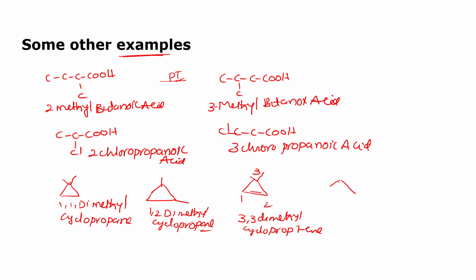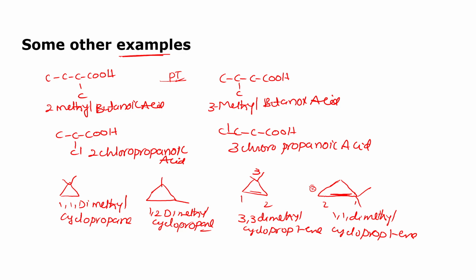So here the position of the methyl groups should be changed like this. Here is the double bond, so hence this one will become 1, 2. Then the name of this one is 1,1 dimethyl cycloprop-1-ene. Here the 1 should be here only; we should not mention the 1 here. Why? Because here there are more substituents, and here fewer substituents.